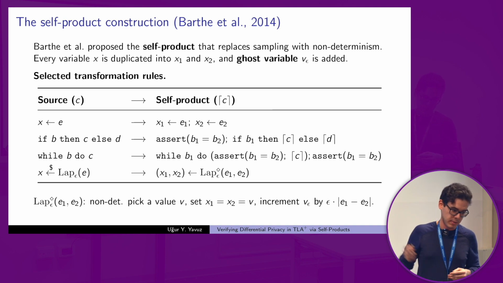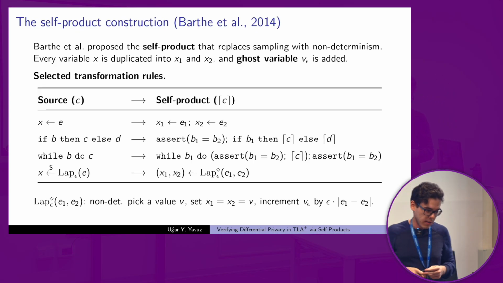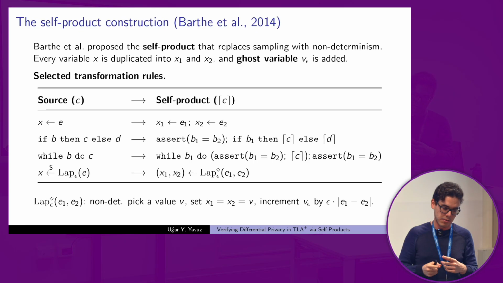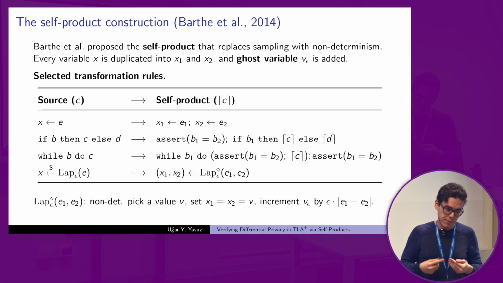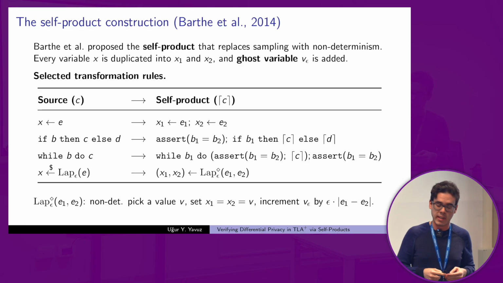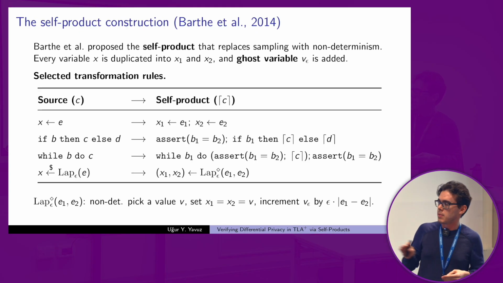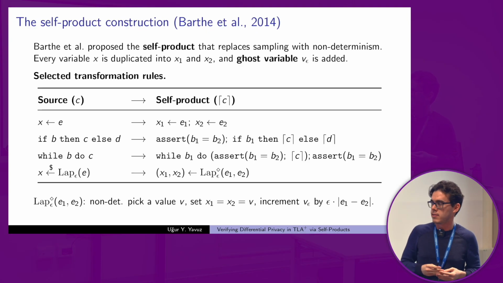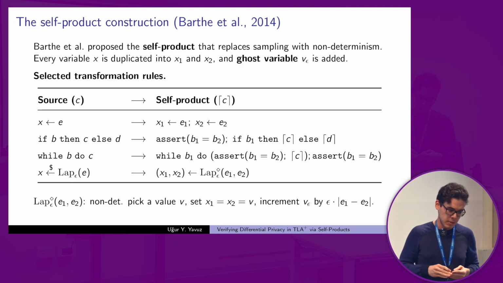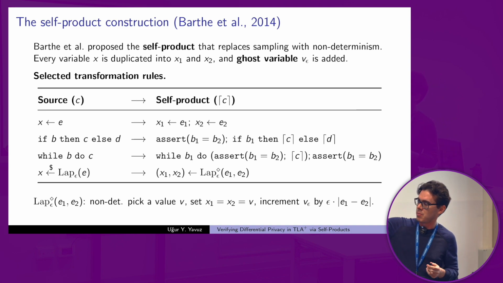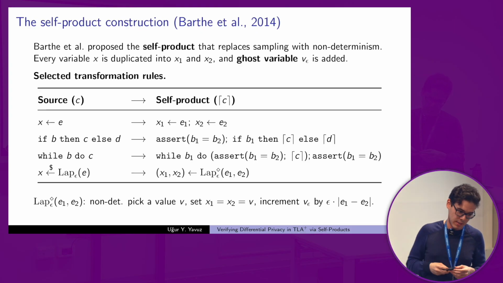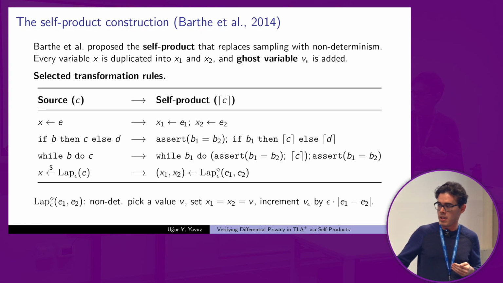Deterministic assignment becomes two assignments, one for each simulated execution, using the suffix 1 and suffix 2 variables. A conditional becomes an assertion that the two guards agree, followed by a single conditional on the suffix 1 guard. And this forces both simulated executions to take the same branch, effectively. And we do something similar for the while loop, where, again, assertions force both executions to iterate in lockstep. And finally, we have the Laplace call. It just gets replaced by what we call an abstract mechanism. That diamond stands for the abstract. So yeah, the Laplace call is replaced by an abstract call to lap diamond.